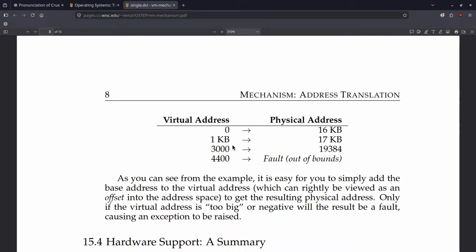As you can see from the example, it is easy for you to simply add the base to the virtual address, which can rightly be viewed as an offset into the address space, to get the resulting physical address. Only if the virtual address is too big or negative will it result in a fault, causing an exception to be raised.